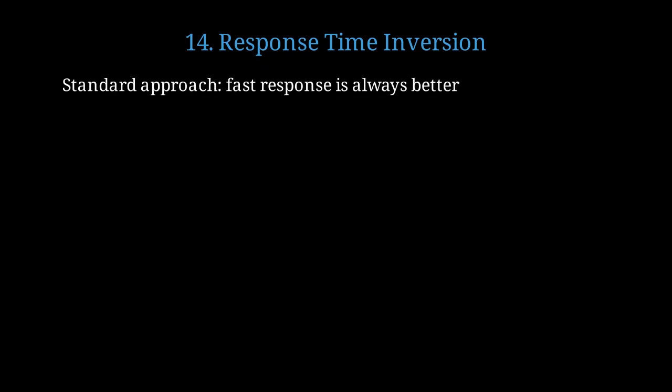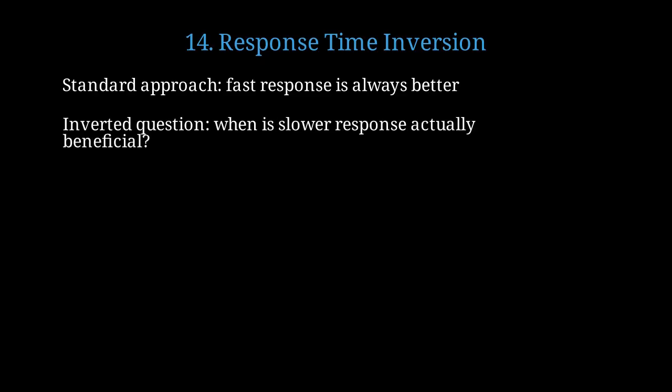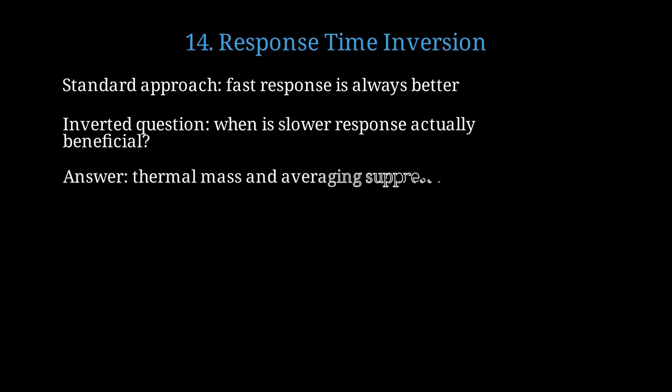Sometimes, inverting the time scale of a response can yield surprising benefits. The standard assumption is that faster response time is always better for control systems. But the inverted question is, when might deliberately slower response actually be beneficial? The answer is that thermal mass and averaging can suppress high-frequency noise disturbances.